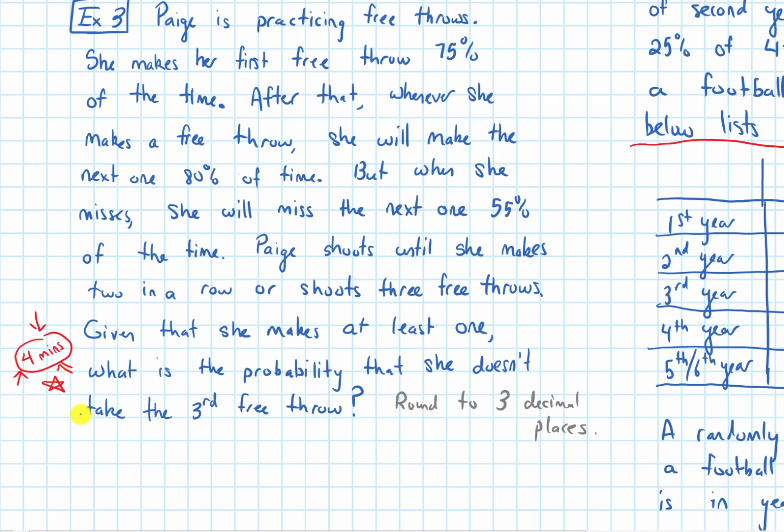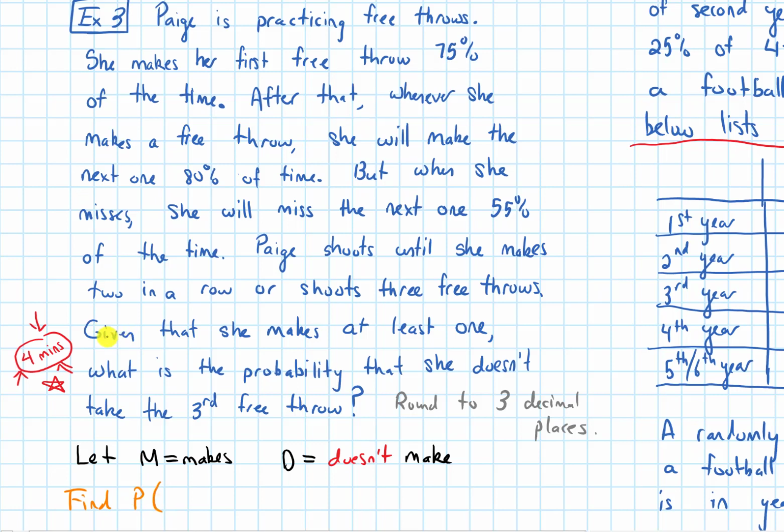So let's begin by labeling some of these events. I'm going to let M be the event that she makes a free throw, and I'm going to let D be the event that she doesn't, that she misses a free throw.